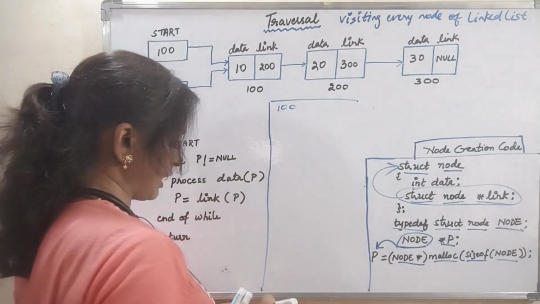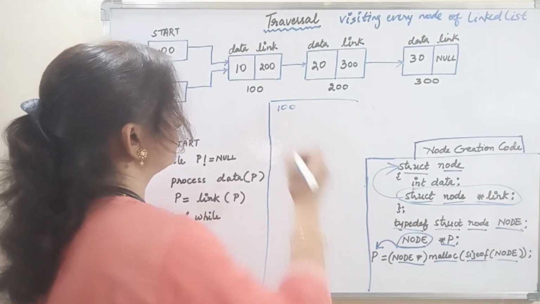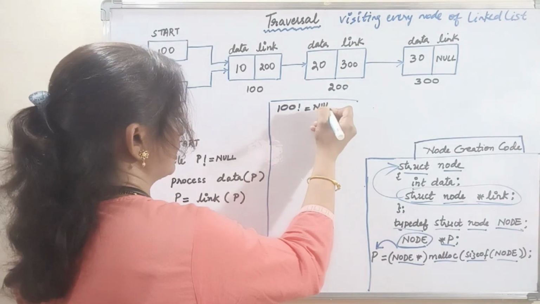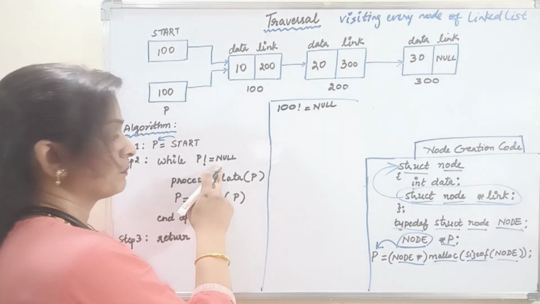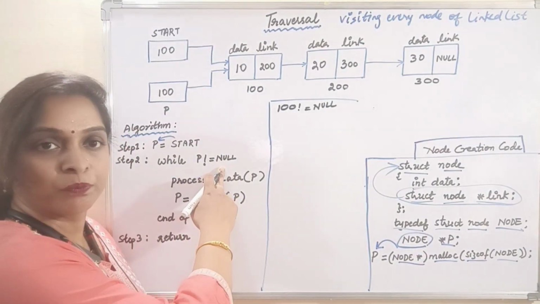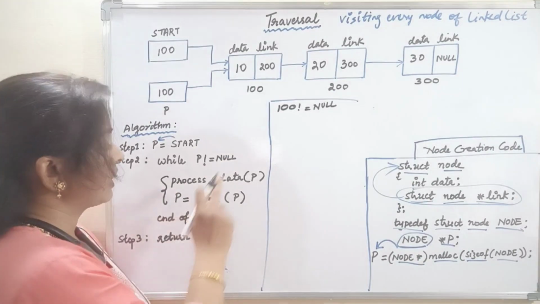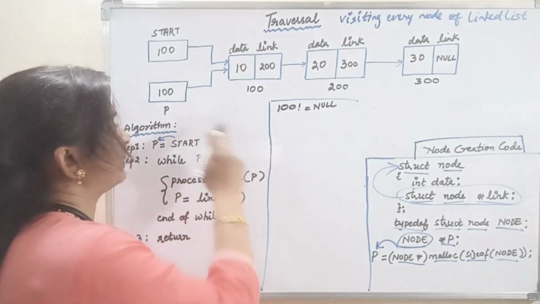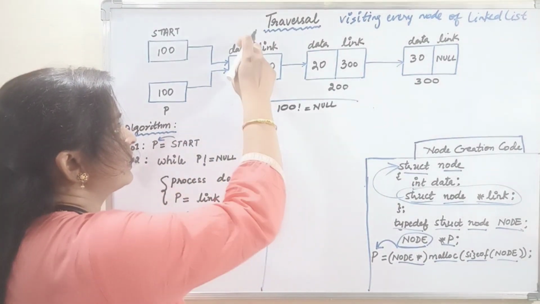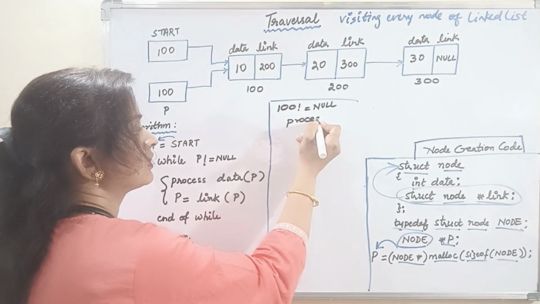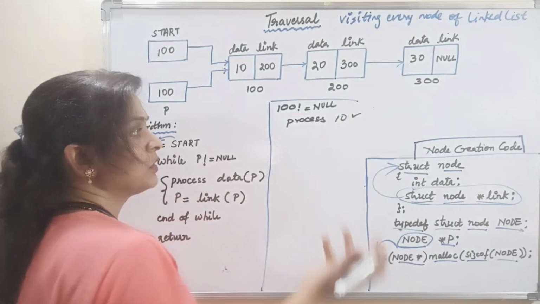100 not equal to null. Is that true? Yes, it is not equal to null. If this condition is true, execute these two statements. Process the data part of P. P is pointing to 100. Data part of 100 is 10. So process that 10.